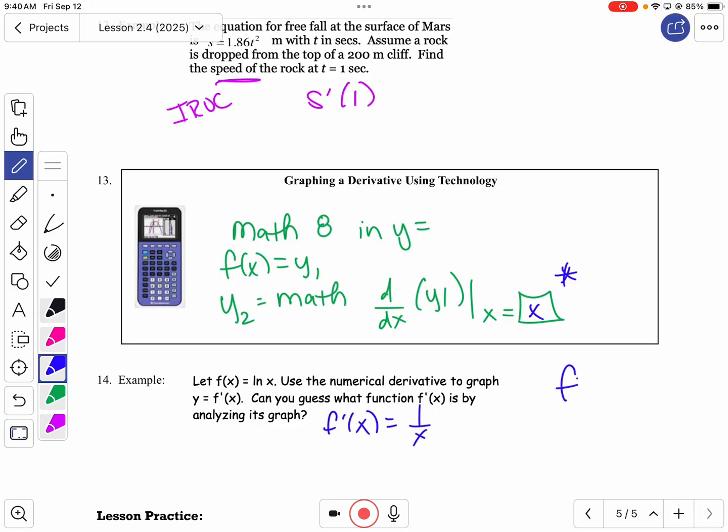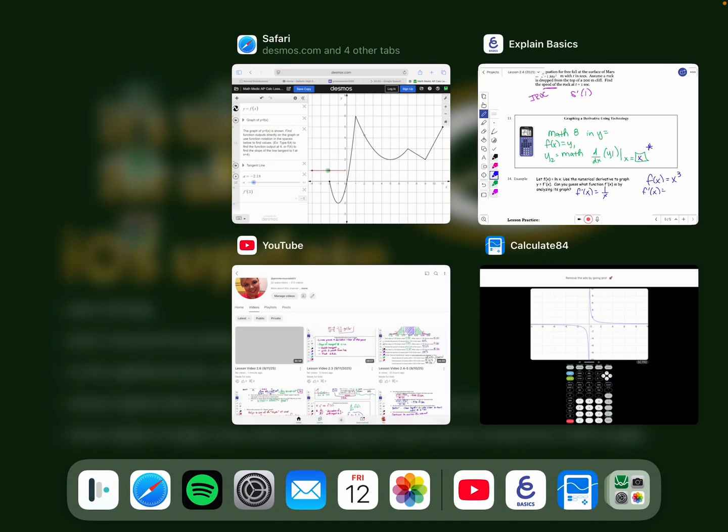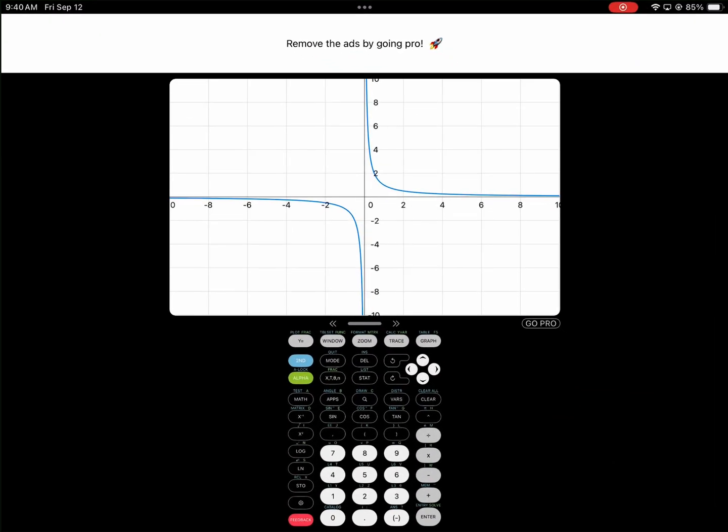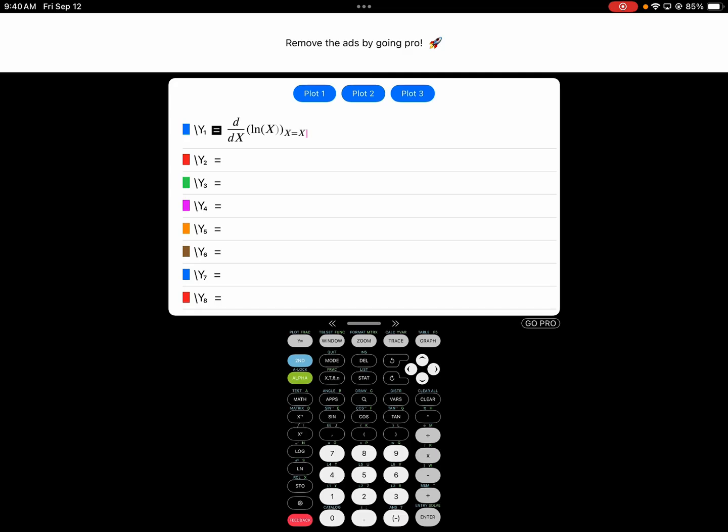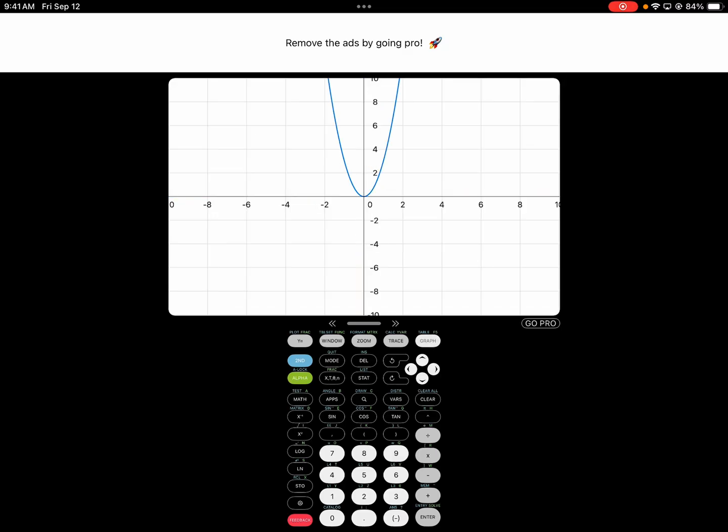Do this one. Plug in f of x equals x cubed. This is one we did the other day. What do we think f prime is? Okay, so go back in to your y equals, and let's just change that ln of x to x cubed, and graph it. Oh, okay.